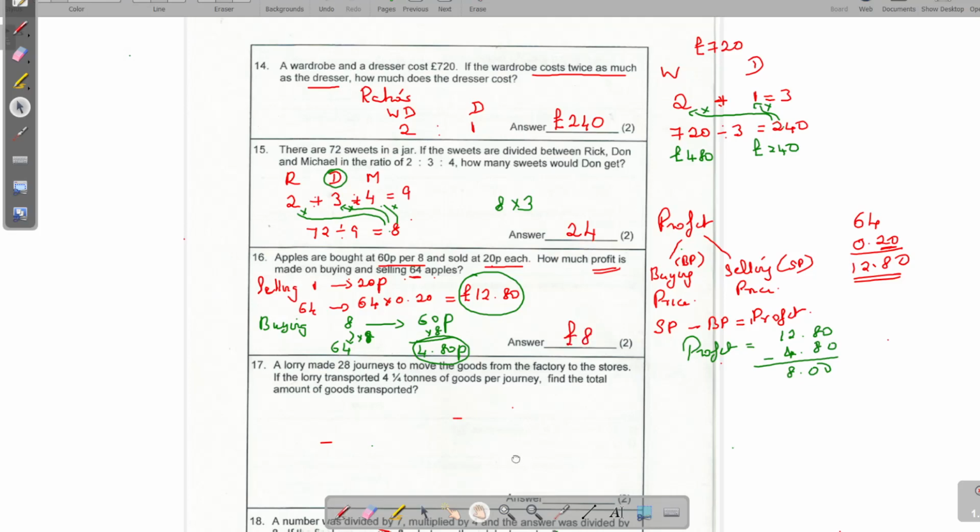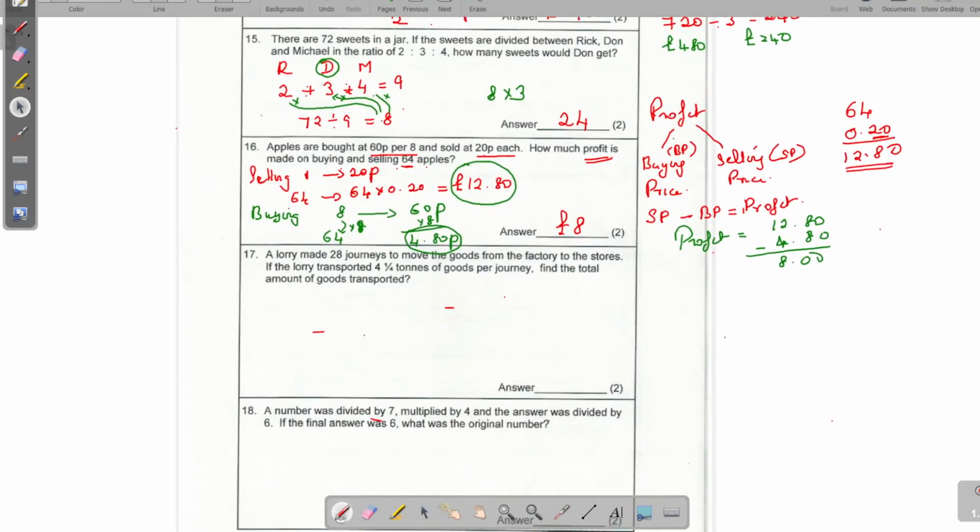Question 17. A lorry made 28 journeys to move the goods from a factory to the stores. If the lorry transported 4.25 tons per journey, find the total amount of goods transported. So in one journey, it transports 4.25 tons. So in 28 journeys, how many would it transport?